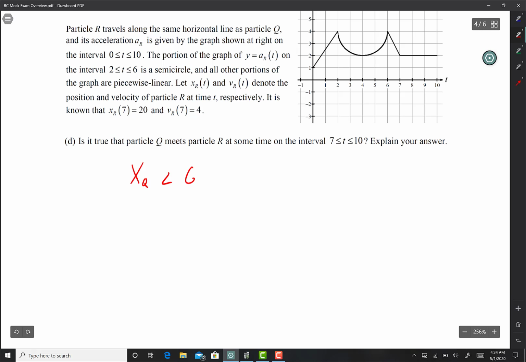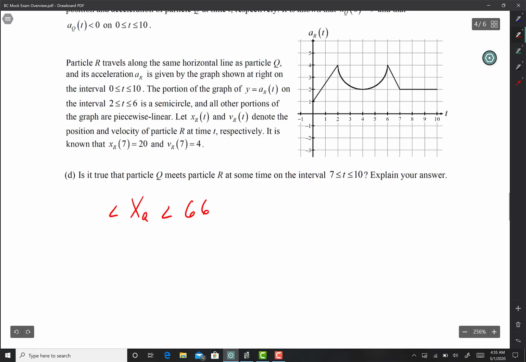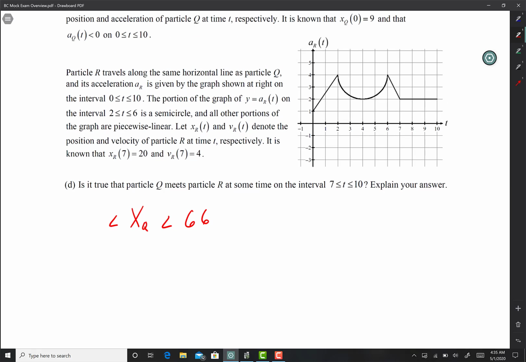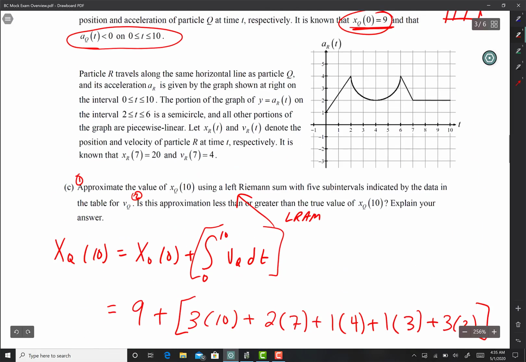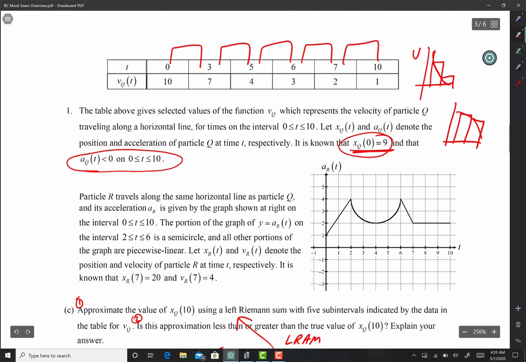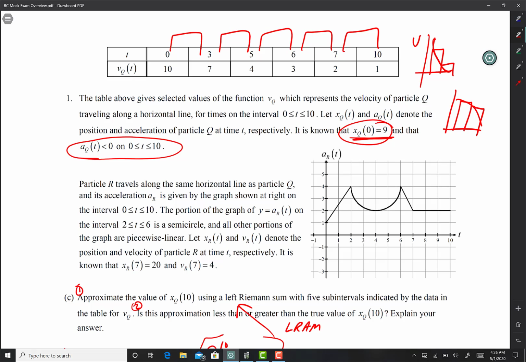The biggest it's going to be is 66. What's the smallest it's going to be? We're not going to do RRAM all the way to 10, because that's just going to give us a number smaller than 66. I want the absolute smallest number, so I'm going to find it at 7, if that makes sense.